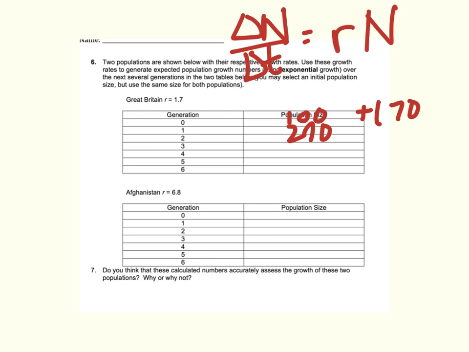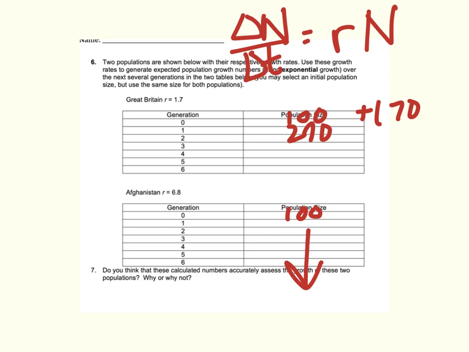So they're going to fill it out for that one, and they're going to do the same thing, starting with the same population size here, but multiplying it by 6.8. So you'll see from the answer key, if you go to your answer key, that these numbers get just astronomically large, and these numbers are smaller. These are fairly accurate numbers for growth rate in these populations.